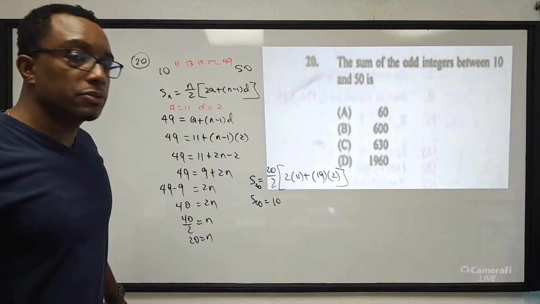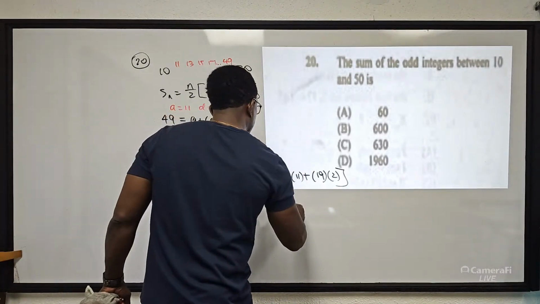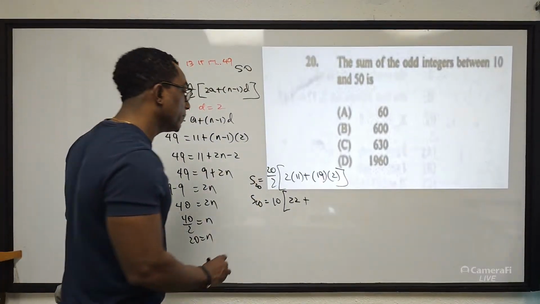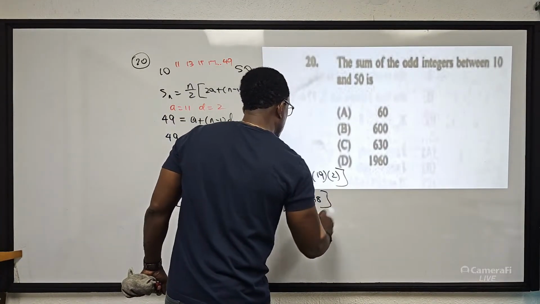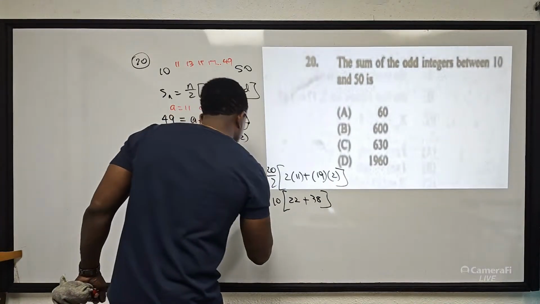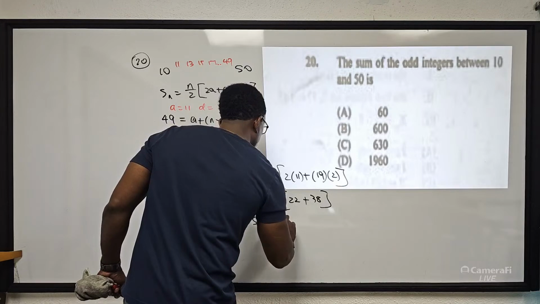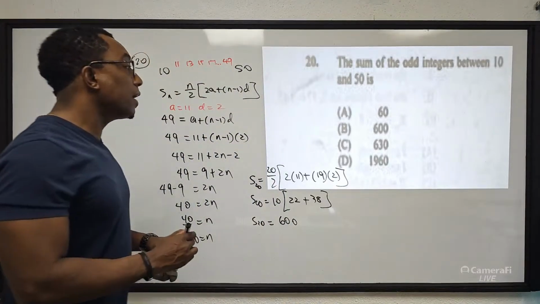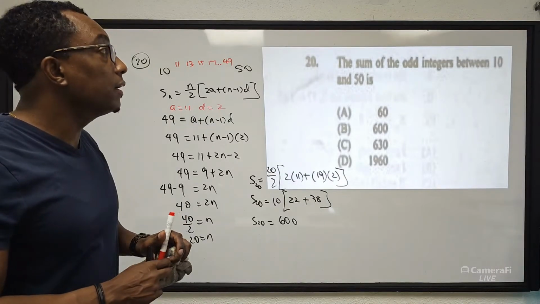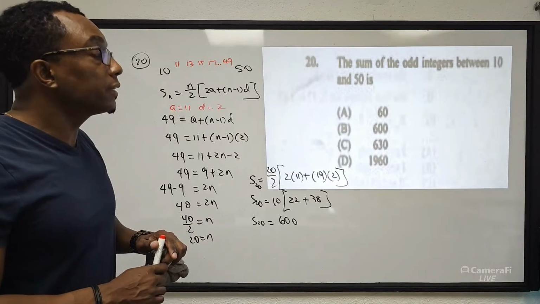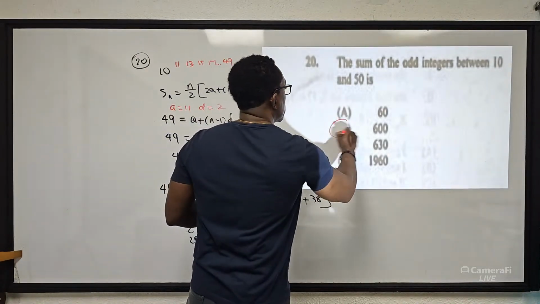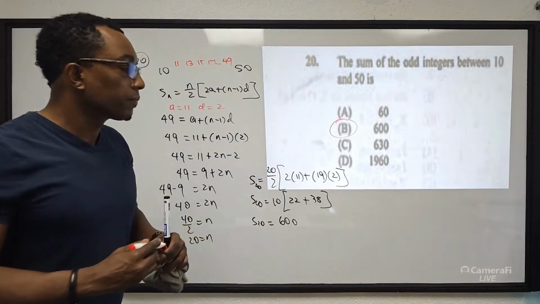20 over 2 is 10. 2 times 11 is 22. 19 times 2 will give us 38. 38 plus 22 will give me 60. And 60 times 10 will give me 600. So the sum to 20 terms, which represents the sum of odd numbers between 10 and 50, will be 600. That is the answer for question 20.